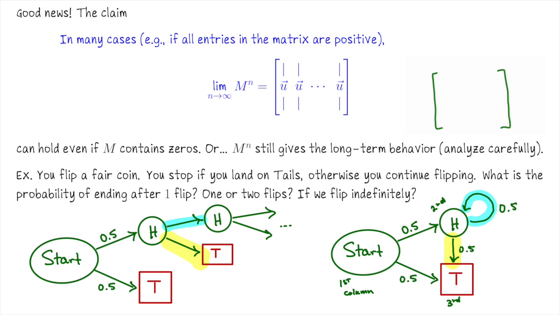From start back to start is not an option, so that first entry in the first column will be 0. But then you could go to heads and you could go to tails. So the first column is 0, 0.5, 0.5. From heads, we don't have a return arrow to start, so that's going to be 0.